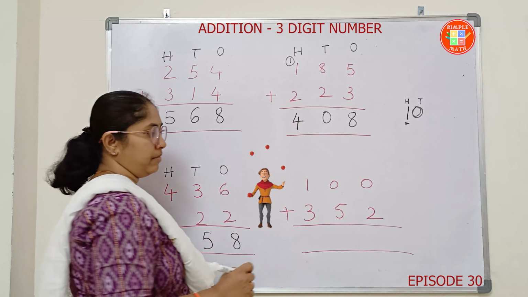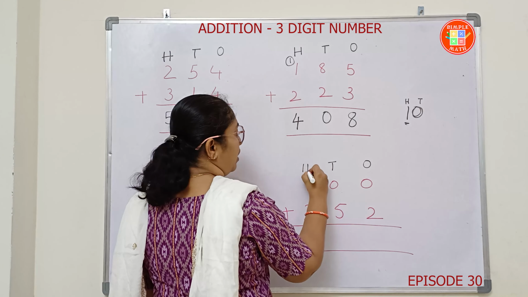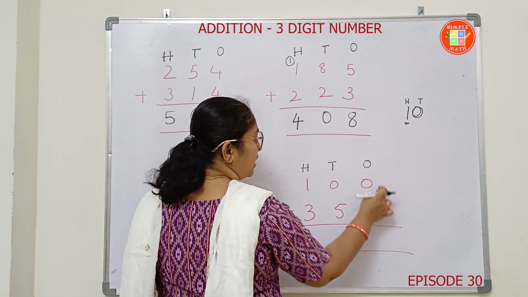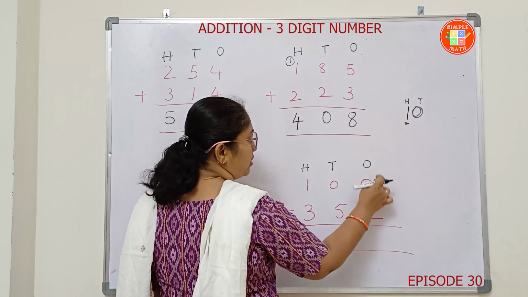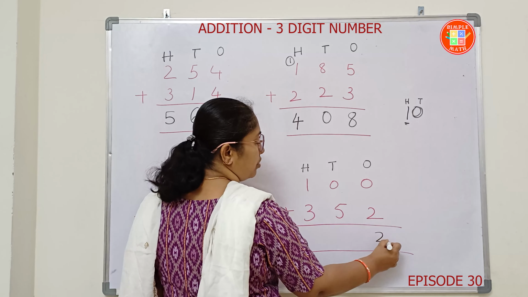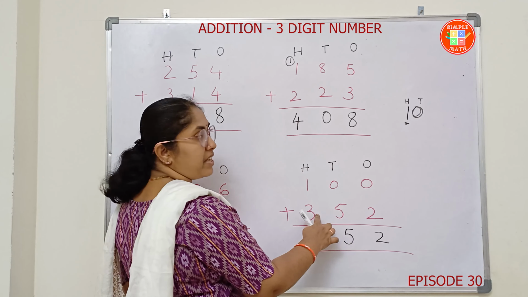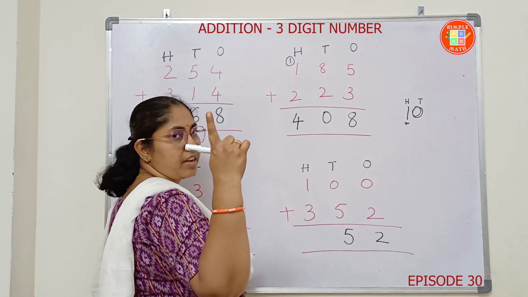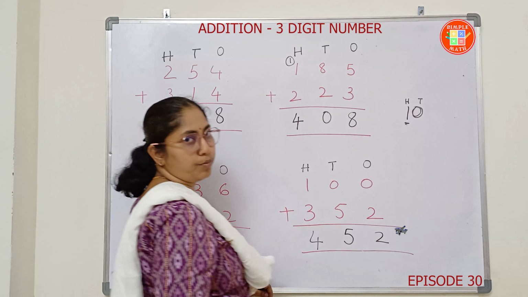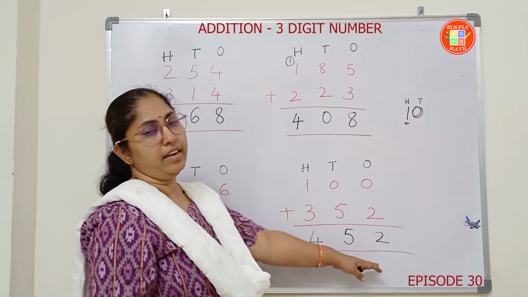Next, start marking the ones column, tens column, hundreds column. When you add 0 to any number, you get the same number. So start adding from the ones column. 0 plus 2 is 2. 0 plus 5 is 5. 1 plus 3, 3 in your mind, 1 on your finger, count up to 3: 4. So the sum is 452. Okay? The sum is 452.